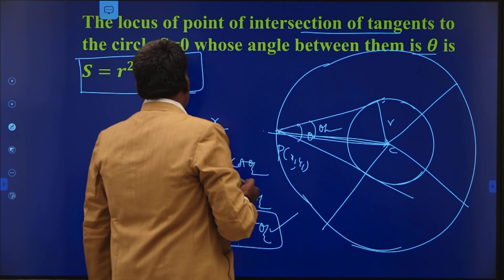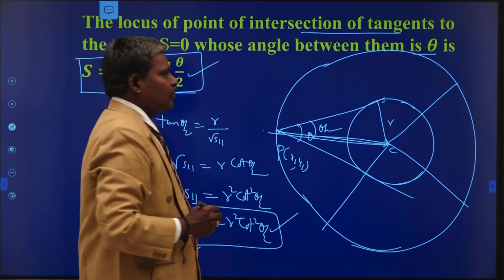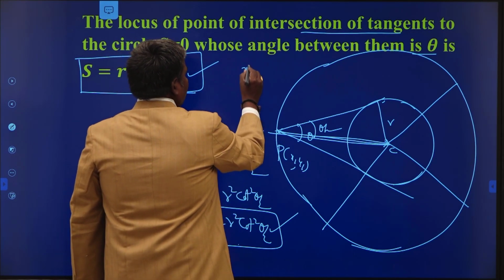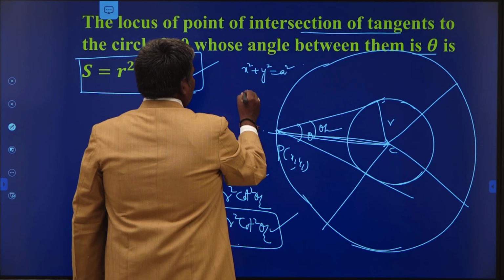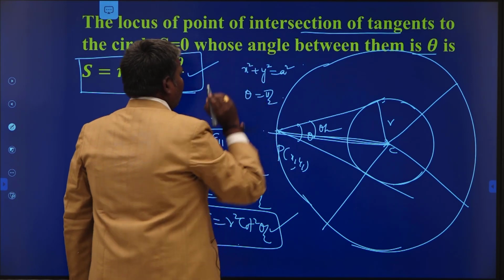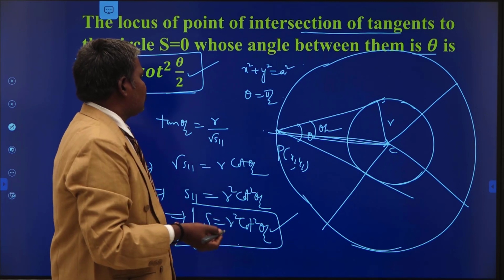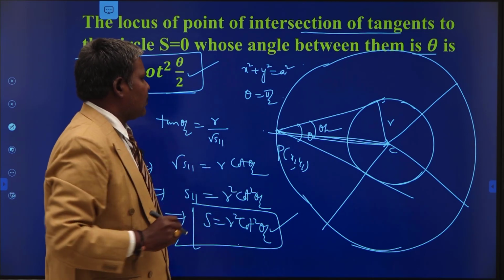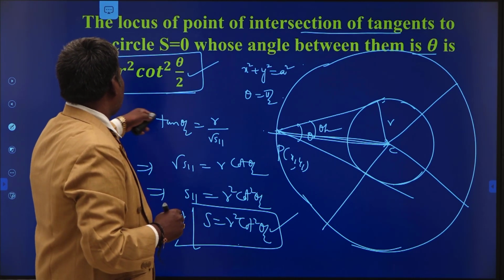So, in this manner we can show that the locus is S is equal to R square cot square theta by 2. Suppose your S is x square plus y square equal to a square, say, and theta is equal to pi by 2. Now, what is the locus of point of intersection of perpendicular tangents drawn to the circle x square plus y square equal to a square? The answer comes from the formula itself.